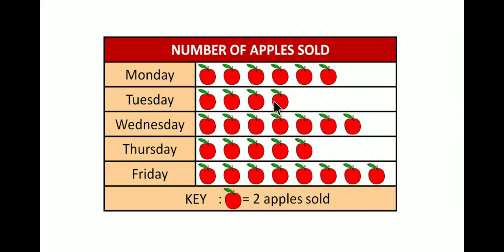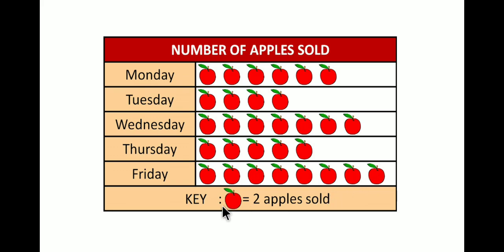Similarly, there are 4 apples on Tuesday, means 8 apples are sold on Tuesday. On Wednesday, there are 7 apples. So 7 into 2, the number of apples sold on Wednesday is equal to 14. 5 apples, the pictures of 5 apples are seen on the pictograph. This means that on Thursday, 10 apples have been sold. And similarly, on Friday, there are 8 apples we can see. So these 8 apples means there are 16 apples which have been sold on Friday.